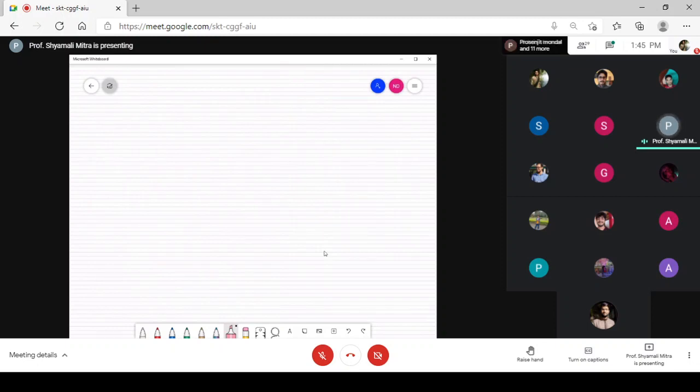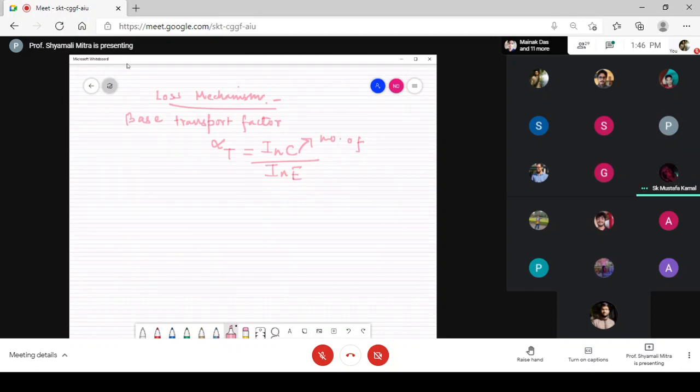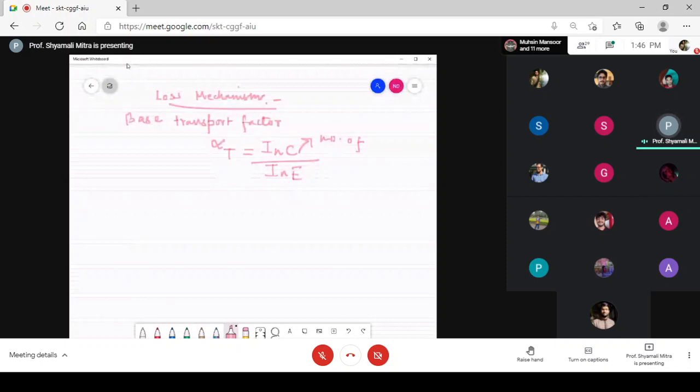So now talking about the loss mechanism, for measuring this mechanism, there is the base transport factor, which is nothing but alpha T, given by INC divided by INE. This is nothing but the number of electrons. What is INC? Number of collector electrons. Number of electrons that finally reach to the collector.